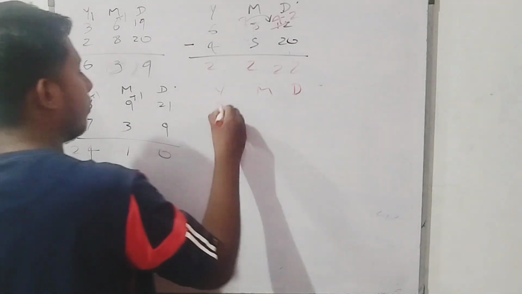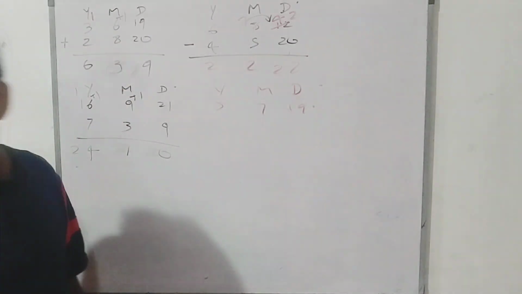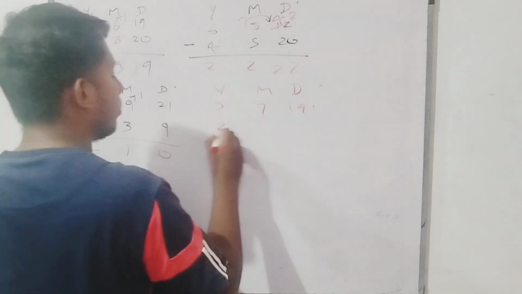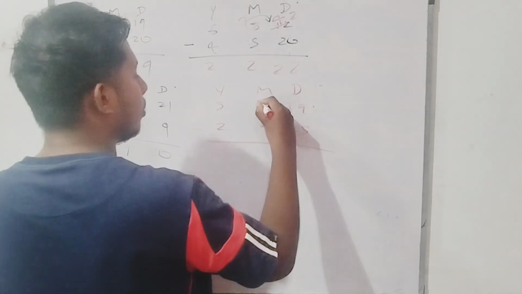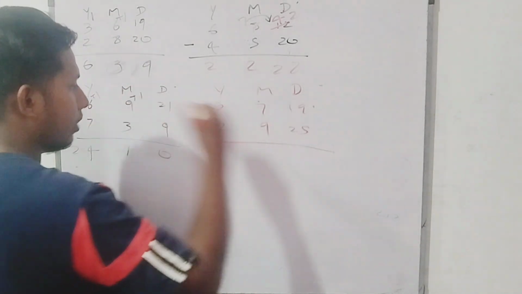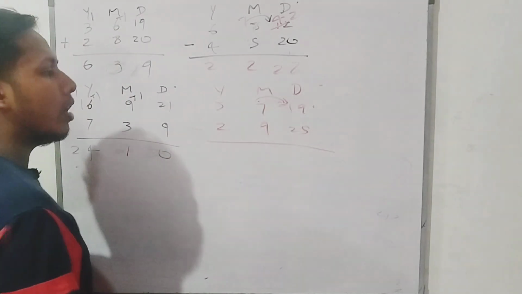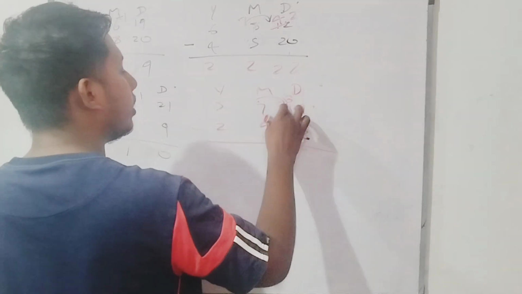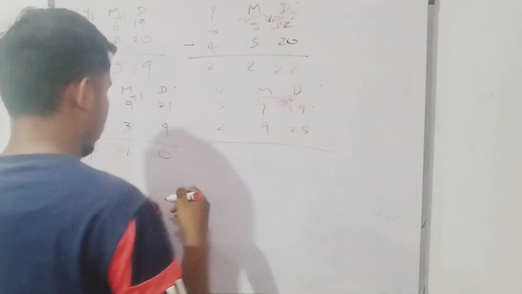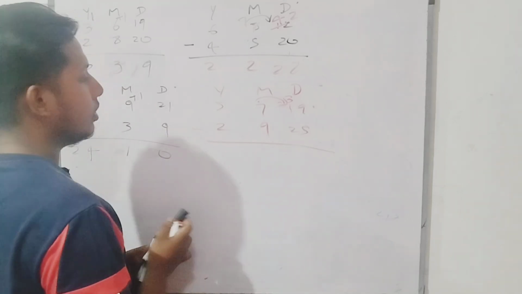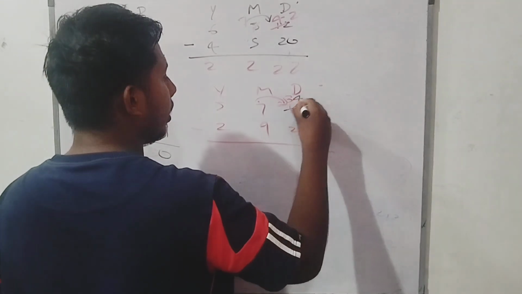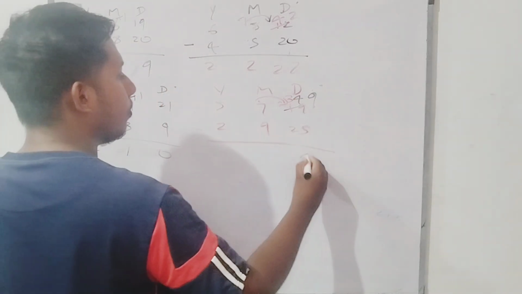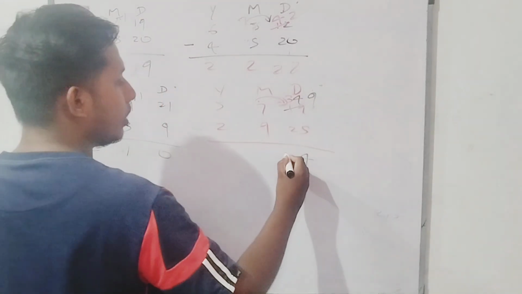5 7 19, and then 2 9 25. So this is a subtraction. What you are gonna do? You can't subtract 25 from 19, so borrow 1, which is 30. If you add 30 plus 19, this becomes how much? This becomes 49. From 49 you subtract 25, it's 24.